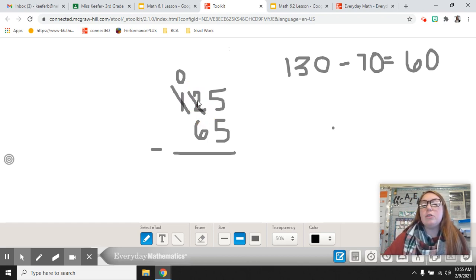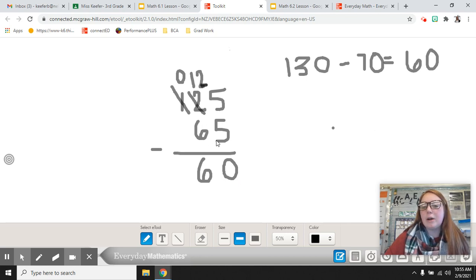So instead of having 2 tens, we are going to have 12 tens because we had 2. Think of it like 20, and then we added 100 to it. So we would need 12 tens to equal what we put in the tens place, because 12 tens would equal 120. So now we would do 5 minus 5, which would be 0, and 12 minus 6, which would be 6. And look at that.